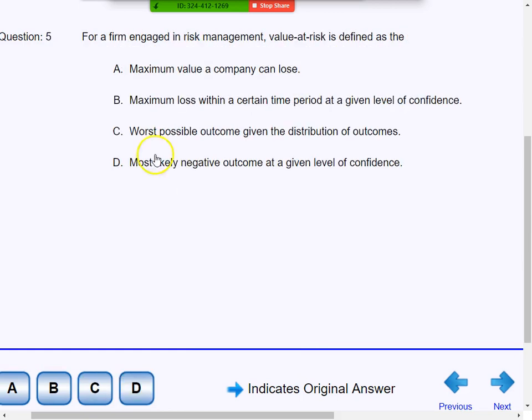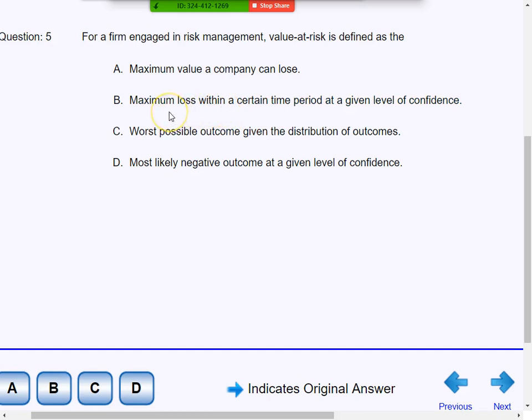Next. For a firm engaged in risk management, value at risk is defined as what? What is value at risk? Maximum loss, maximum value a company can lose. Partly correct. Maximum loss within a certain time period. Yes. Year or 6 months or quarter at a given level of confidence. 80%, 95%, 99%. So this is the definition of value at risk.